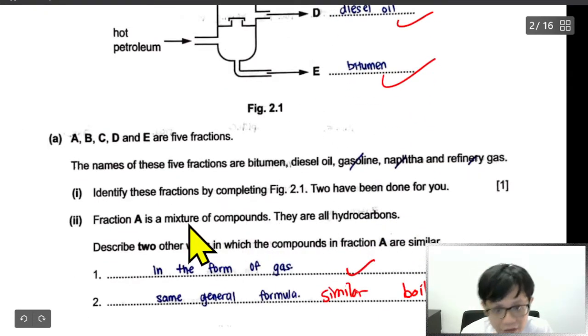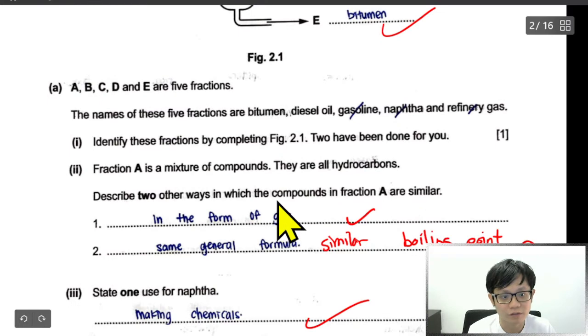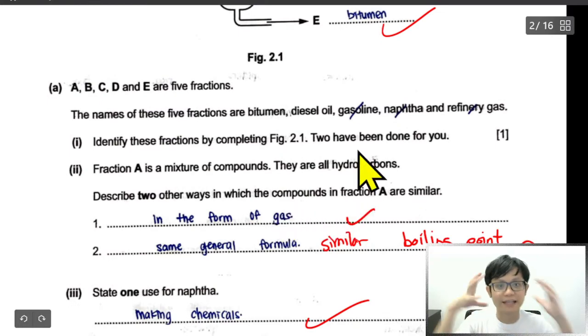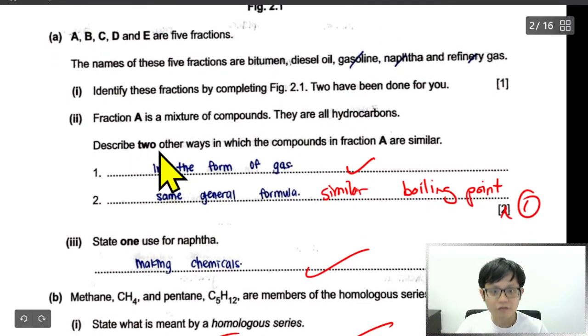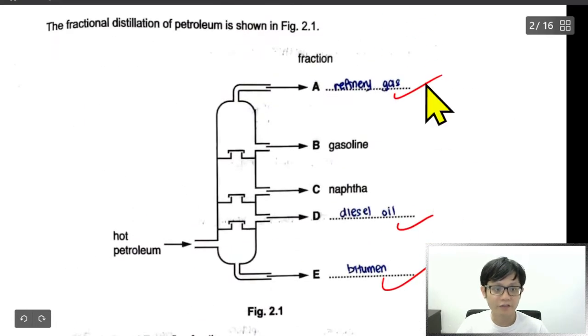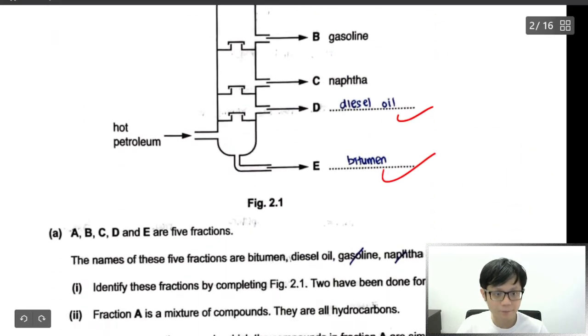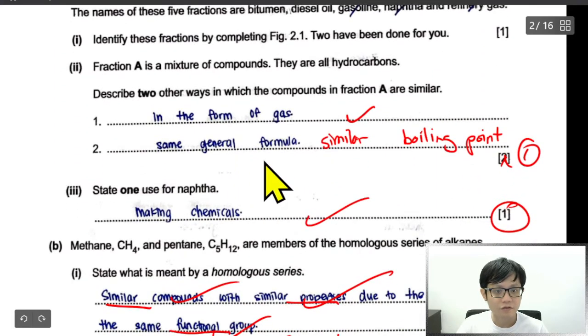They are all hydrocarbons. Describe two other ways in which the compounds in fraction A are similar. So they are similar in that they are in the form of gas. Yes, all in the form of gas. And the second one will be that they have similar boiling points. We cannot accept same general formula because everything has the same general formula.